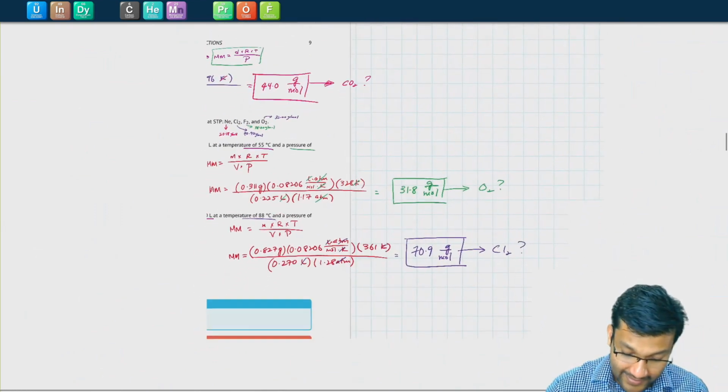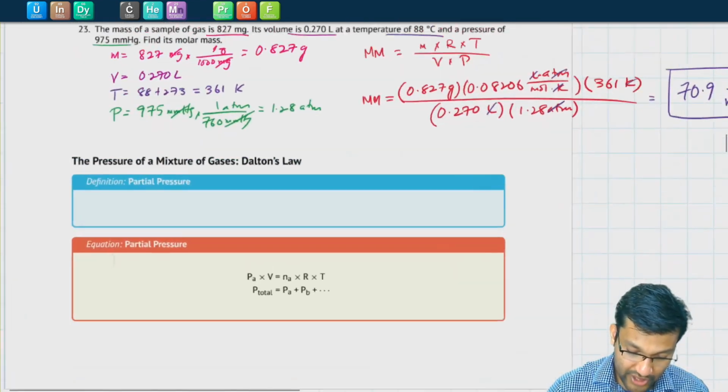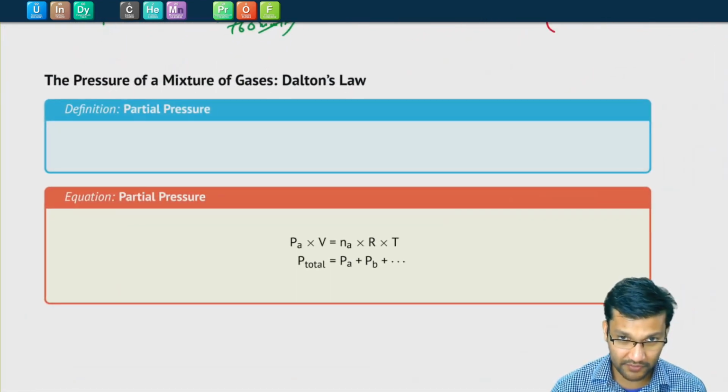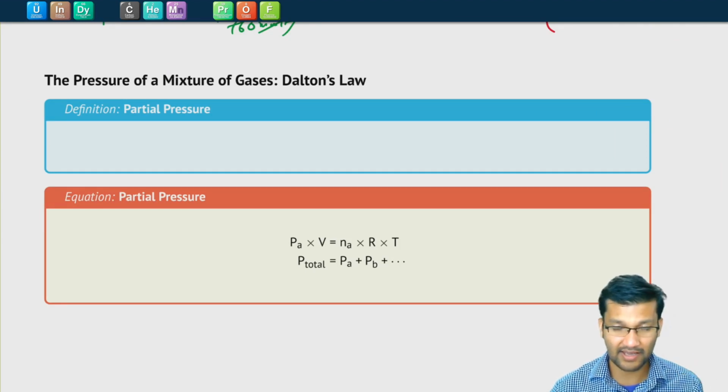All right, in our next video, we're going to look at pressure of mixtures of gases. So far, we've been looking at only one kind of gas at a time. In our next video, we're going to look at when we have two different gases together. I'll see you then.